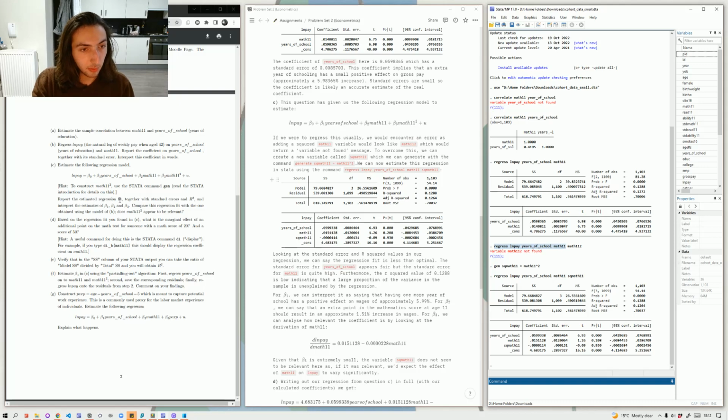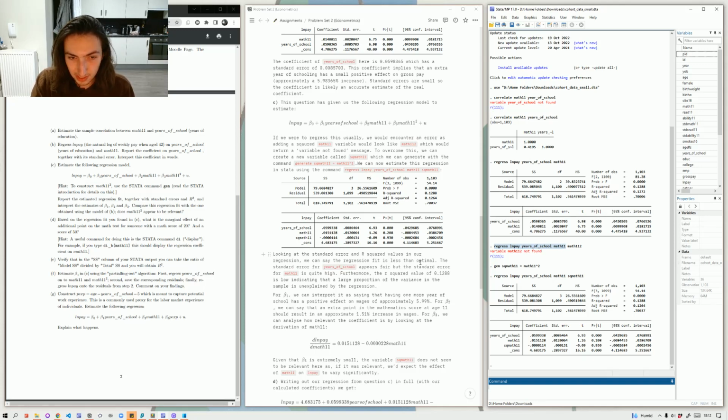Then we want to talk about standard errors and R squared. The R squared here is 0.1288. That means there's a lot of variance that isn't actually explained by the model. I explained it properly here. Yeah, here we go.